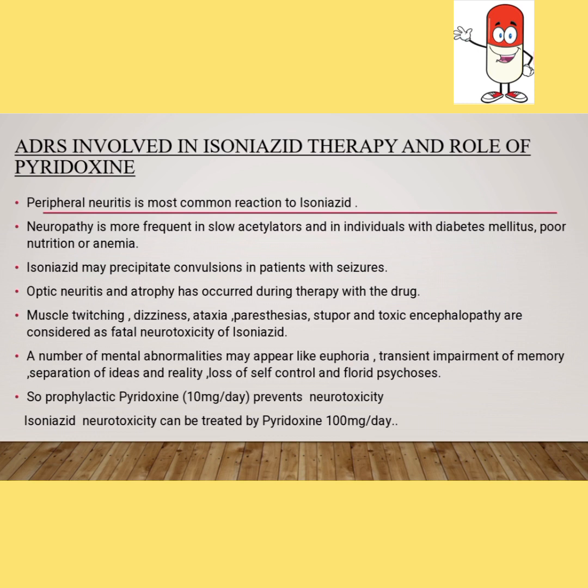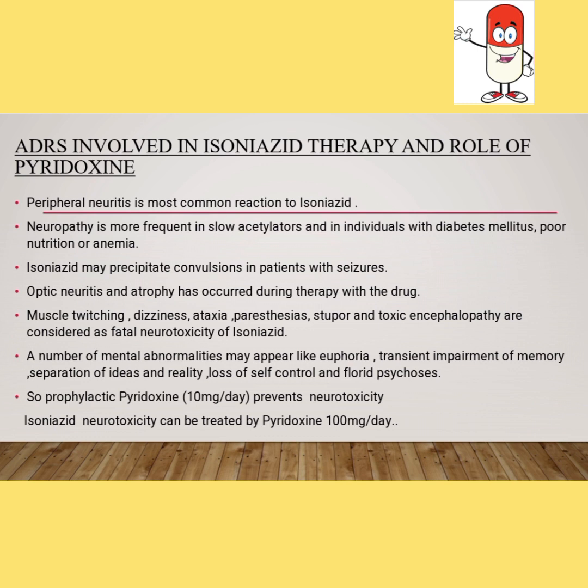When there is dysfunction, what happens? You start feeling numbness, and weakness is the most common symptom. It is also noted that isoniazid may precipitate convulsions in patients with seizures. Optic neuritis and atrophy have occurred during therapy with this drug. Muscle twitching, dizziness, ataxia. Ataxia is nothing but the loss of full muscle control of your body movements. And paresthesias, that is nothing but abnormal sensation. You have a tingling or pricking sensation, which is mainly caused due to pressure or damage of a peripheral nerve.